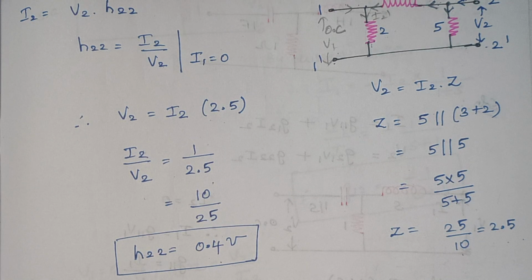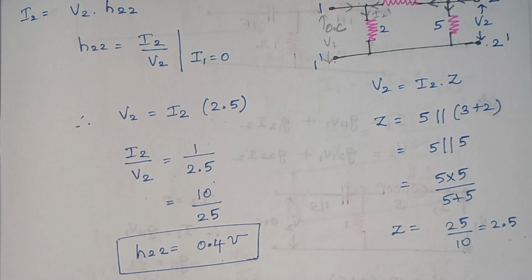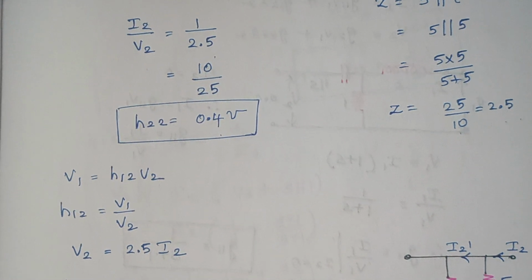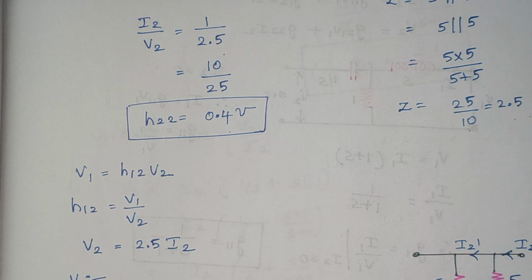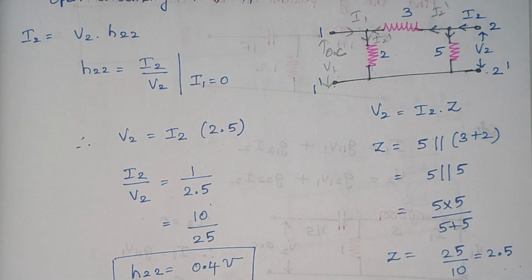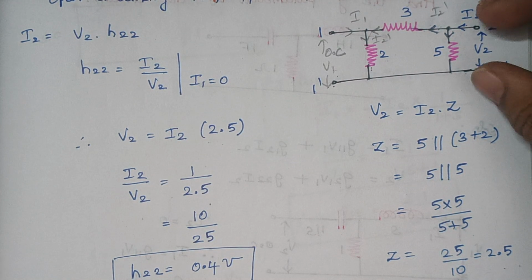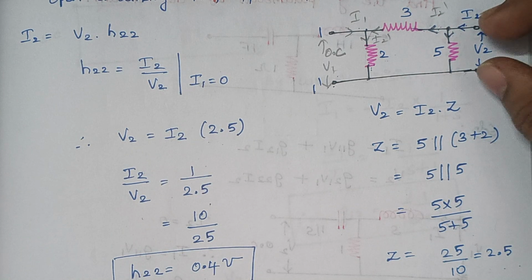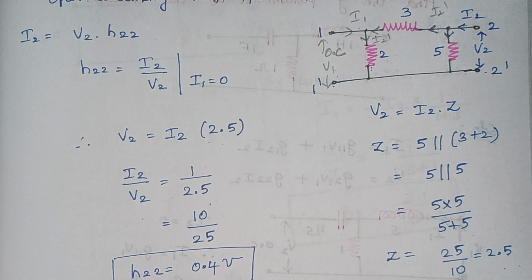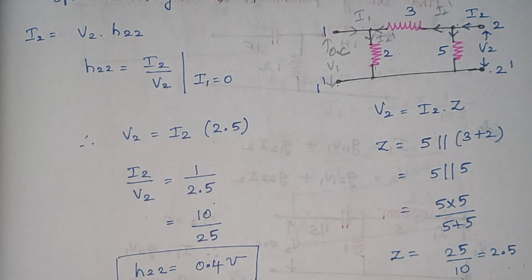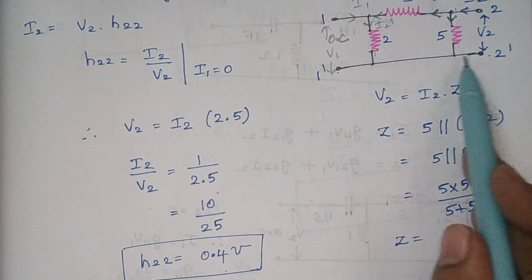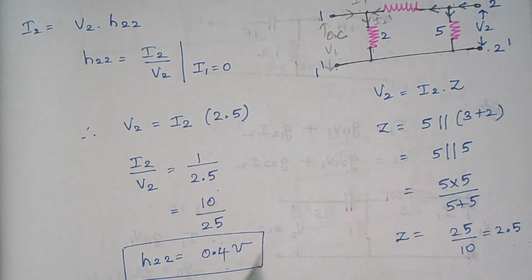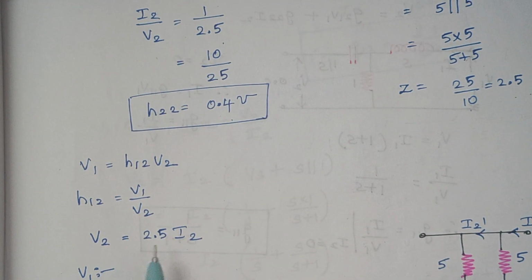Now the next thing is we are going to find the value of H12. H12 is given by the ratio of V1 by V2. So now we are going to find the value of V1 as well as V2. When you look at this diagram, what is V2? V2 is nothing but the voltage impressed across this 5 ohm resistor. So V2 is given by 5 into the respective current that flows through this. Actually, we have already calculated the value of V2, right? No need to go this way. So V2 is 2.5 times of I2. So just keep it as such. V2 is equal to 2.5 I2.